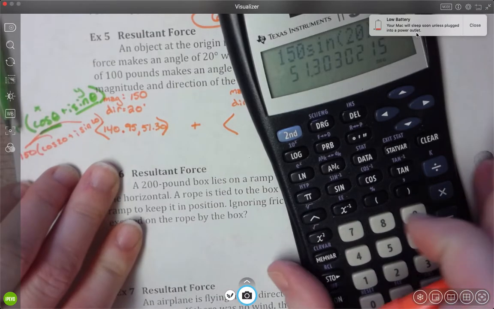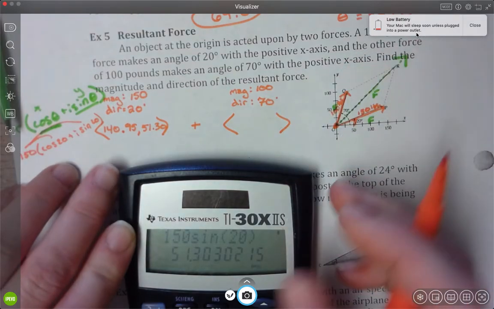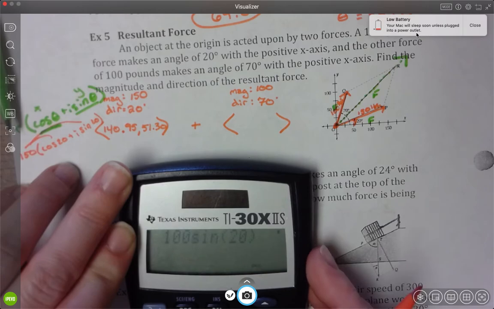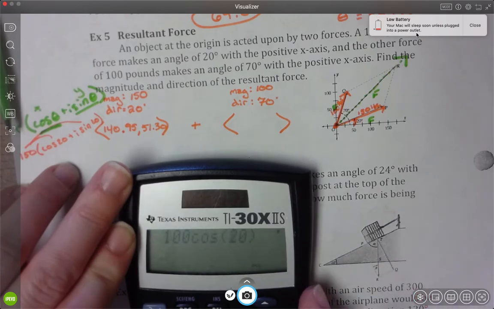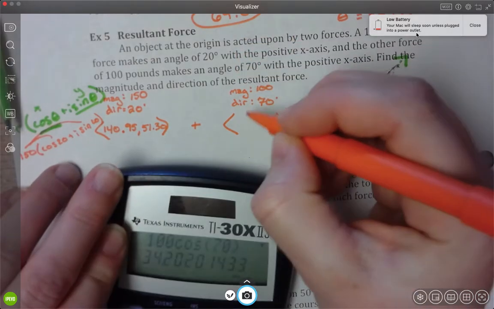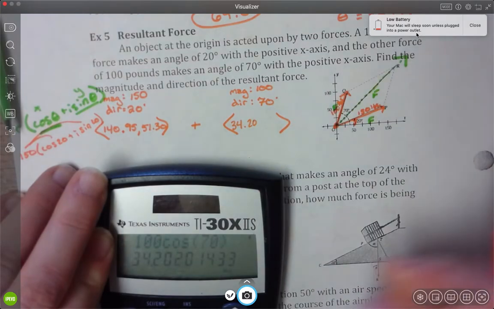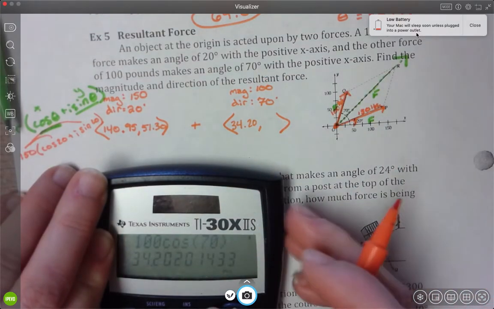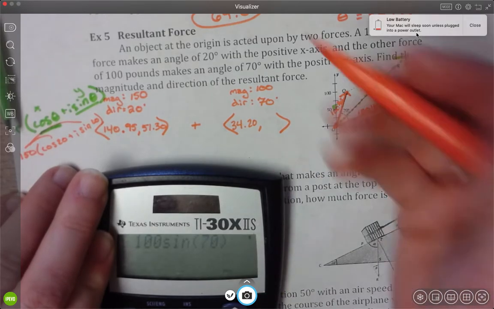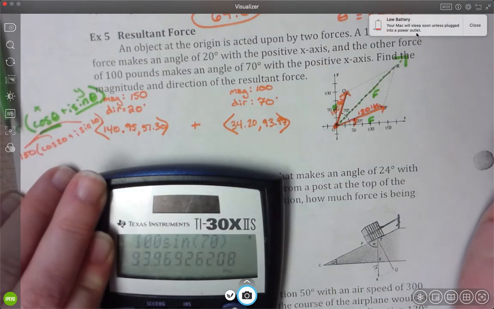If we do the same thing for the other one, my magnitude is now 100, but my direction is 70. So I'm going to do 100 cosine of 70. That is going to be a force of 34.20. And if I do sine instead, that will be 93.97. So that's basically what each one of these is.